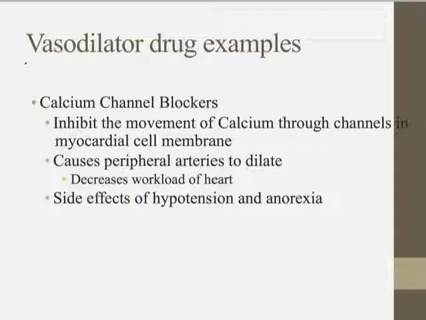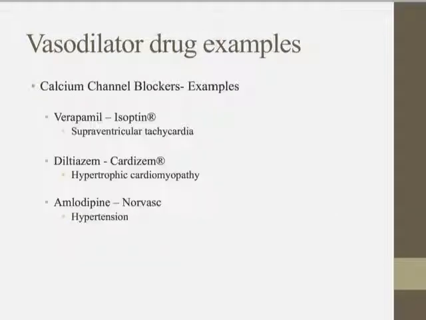So like beta blockers, calcium channel blockers have a negative inotropic effect, so they decrease myocardial contractility. They're negative chronotropic, so they decrease heart rate, and they are positive lusitropic, which means they improve myocardial relaxation. Their primary use is for treating supraventricular tachycardias. They also cause the peripheral arteries to dilate, and they decrease the workload. And the side effects of these drugs can be hypotension as well as anorexia.